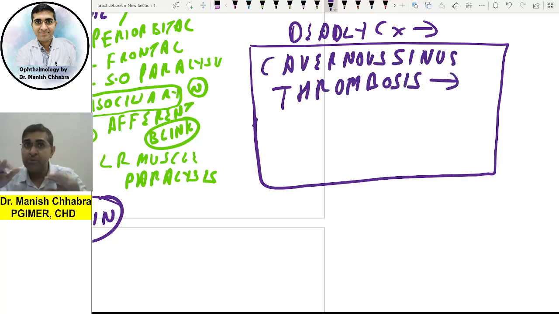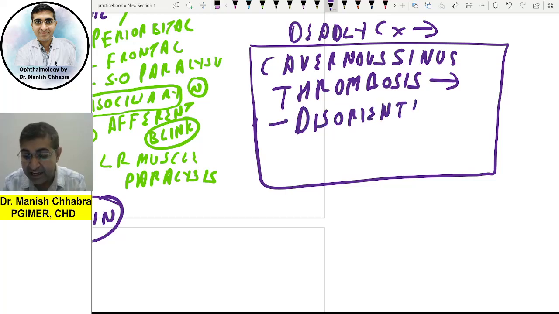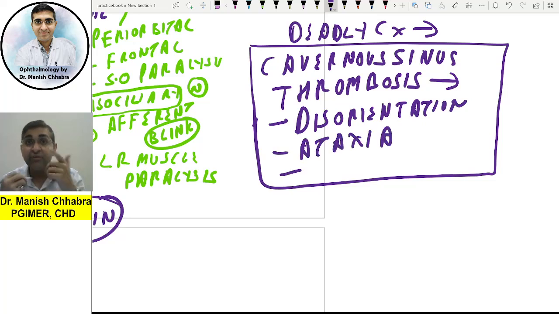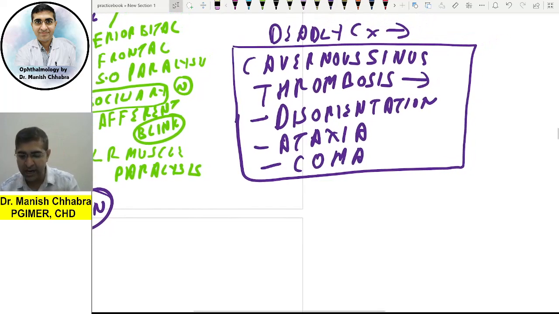Yes, now earlier the matter was only up to the local area, up to the eye. Now where has it reached? It has reached the CNS. So there will be associated CNS signs and symptoms. Means, who am I, where am I? Disorientation. There will be disorientation. There will be ataxia. There will be confusion, or the patient may even go into coma. Is it understandable? All right.